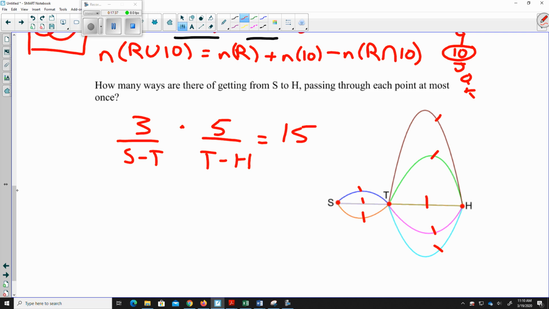And then this would be an AND question because you have to go from S to T and then T to H. You don't go from S to T or you go from T to H. You have to do both. All right? The OR means one or the other, and AND means both. Okay? So that's that lesson.